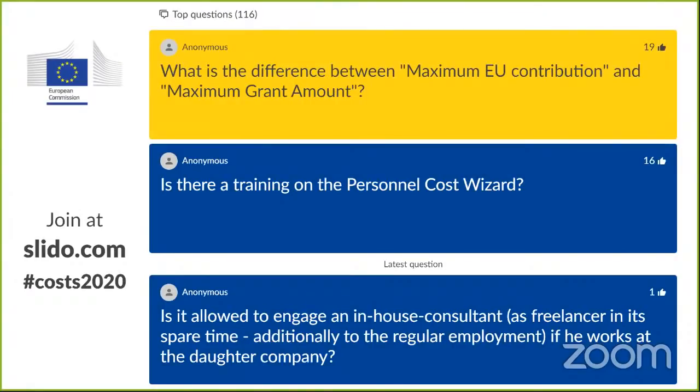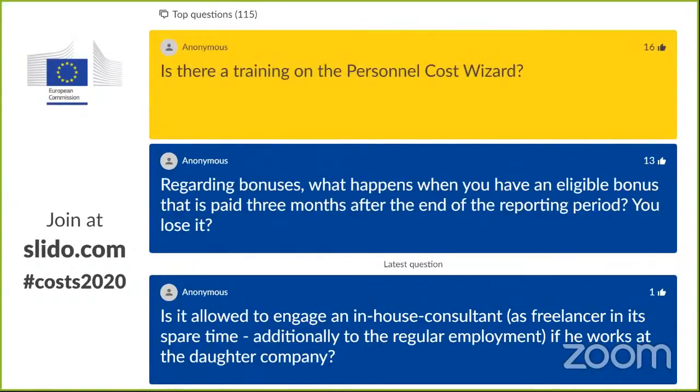Okay. Is there a training on the personnel cost wizard? I can reply there is currently no dedicated training, but we have dedicated guidance. And I think we will put the link to this dedicated guidance on the personnel cost wizard also on the event webpage, in case it's not yet there. It is already there. So you find this guidance and you can read through it.